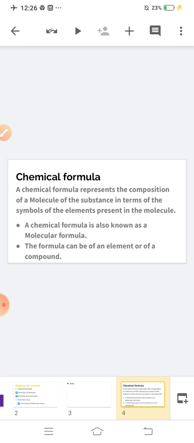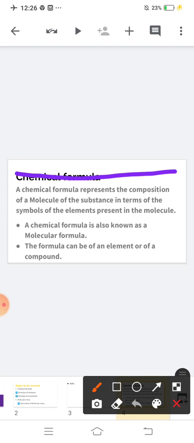A chemical formula represents the composition of a molecule of the substance in terms of the symbols of the elements present in the molecule. This definition says that basically your chemical formula represents the composition. Composition of what? Composition of a compound, and the composition of a compound gives the information about the elements present in that compound.